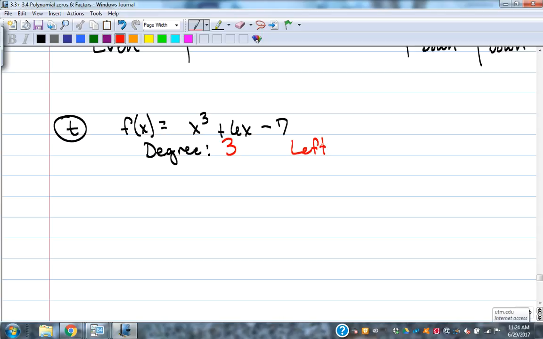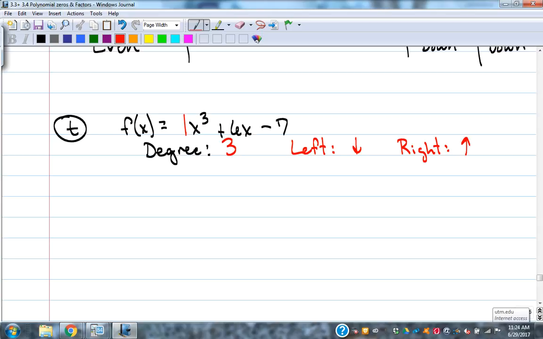What's the left side going to do? Well, what's the leading coefficient? What's the number in front of x cubed there? It's positive 1. So it's an odd degree with a positive leading coefficient. So the left side's going to go which way? Down. The right side's going to go the opposite, up. Odd degree, you're always going to do the opposites.